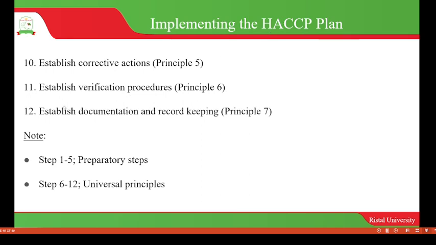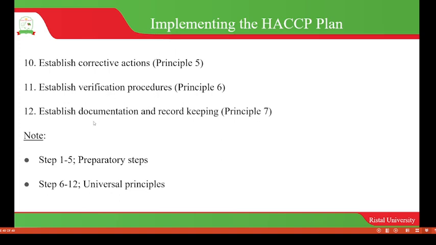Then the last step that you follow during the implementation of the hazard analysis and critical control point plan is establishing documentation and record keeping. We emphasize more on its importance and what you are supposed to do when we are discussing the principles of hazard analysis and critical control point, or the steps followed when we are conducting hazard analysis and critical control point. So these 12 are basically the steps that we need to always follow whenever we are implementing the hazard analysis and critical control point plans.